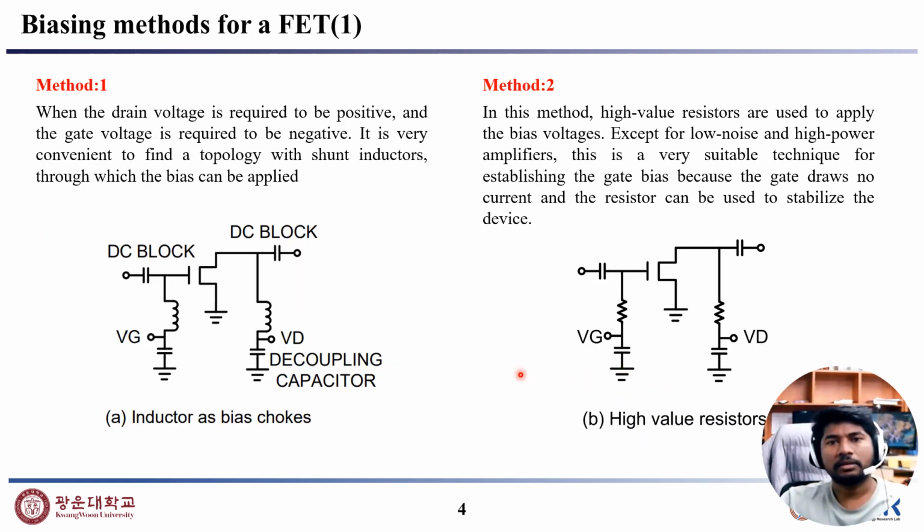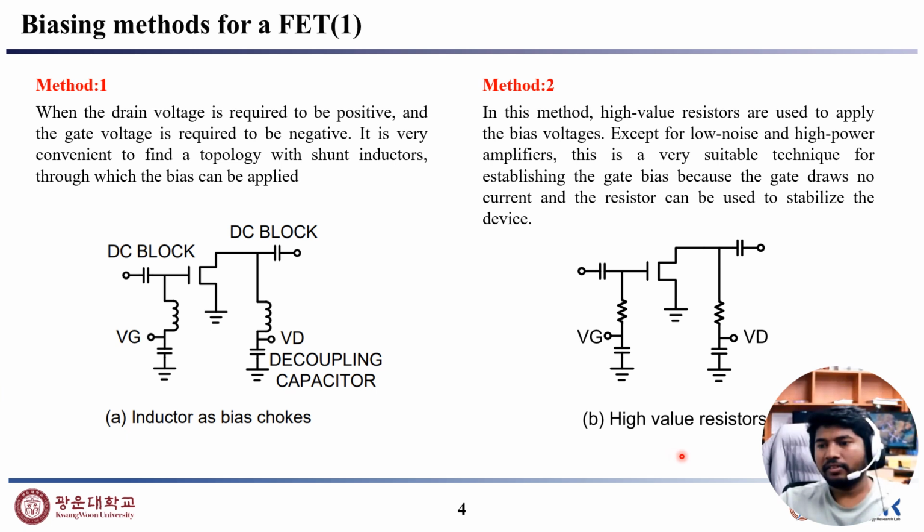Now the biasing methods for FET. Mainly for FET we will use almost 8 methods. From this, here you can see method 1 and method 2. Gradually we will discuss all of those methods. In method 1, inductors are used as bias chokes when the drain voltage is required to be positive and the gate voltage is required to be negative. It is very convenient to find a topology with a shunt inductor through which the bias can be applied.